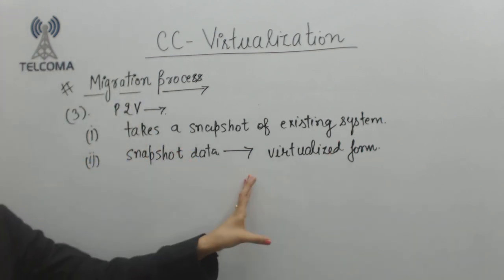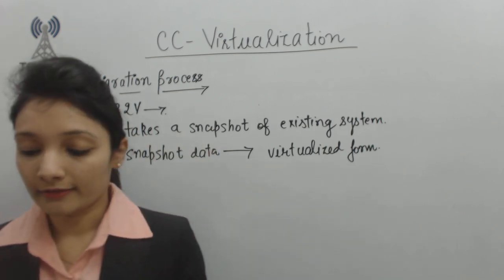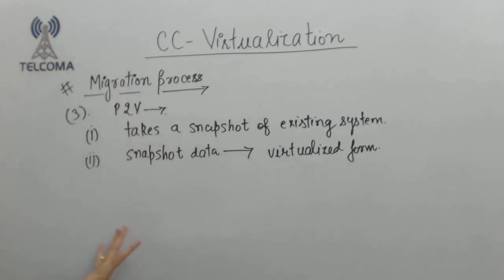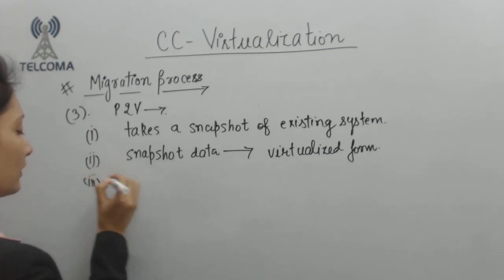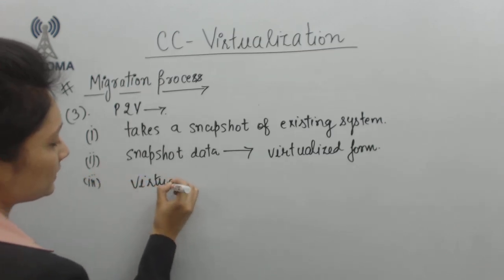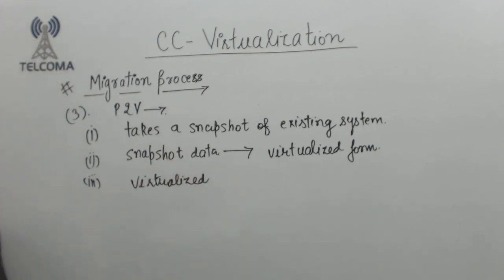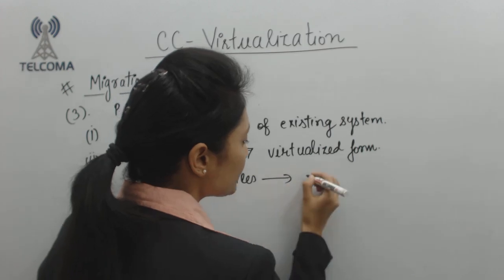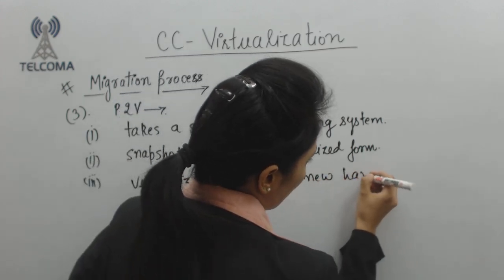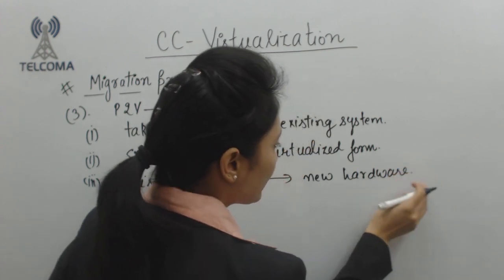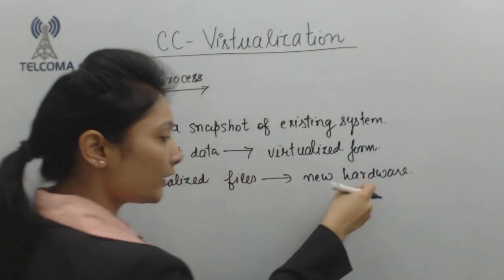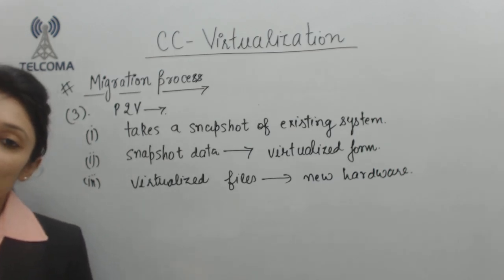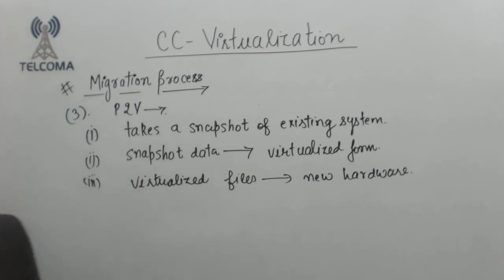What will be the process after that? These virtualized files are then transferred over to the new hardware, or the existing data is overwritten. Simply put, the virtualized data is transferred to new hardware, where we create these virtualized instances. After that, the virtual machine is booted up while it is disconnected from the network.